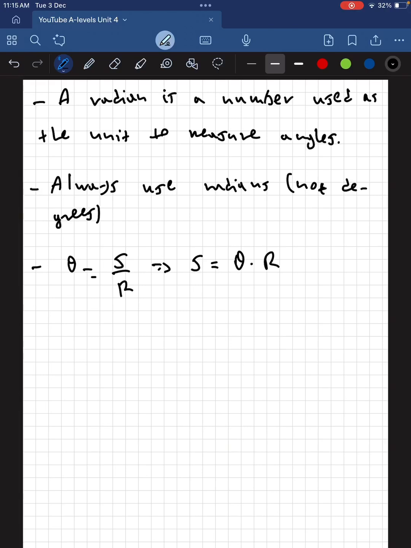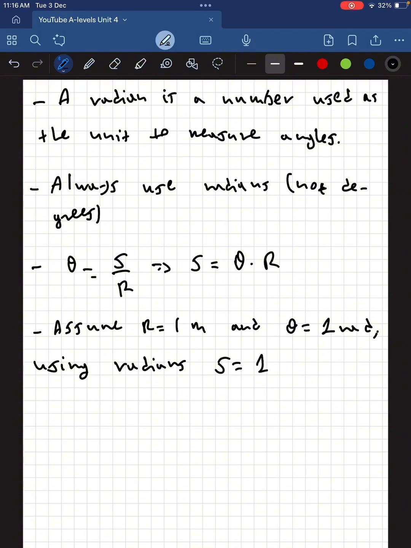Okay, so assume r is 1 meter and theta is 1 radian. I'm gonna define what 1 radian corresponds to in degrees soon, but think of 1 radian as about 57 degrees, okay? So using radians, s is 1 radian times 1 meter, so that's 1 meter, which makes sense. So if an object travels along a circle of radius 1 meter, traversing an angle of 1 radian, it's going to cover a distance of 1 meter. If we convert radians to degrees, then we will multiply 57 by 1 meter, which will correspond to 57 meters, which is ridiculous. So that's why I use radians, okay?